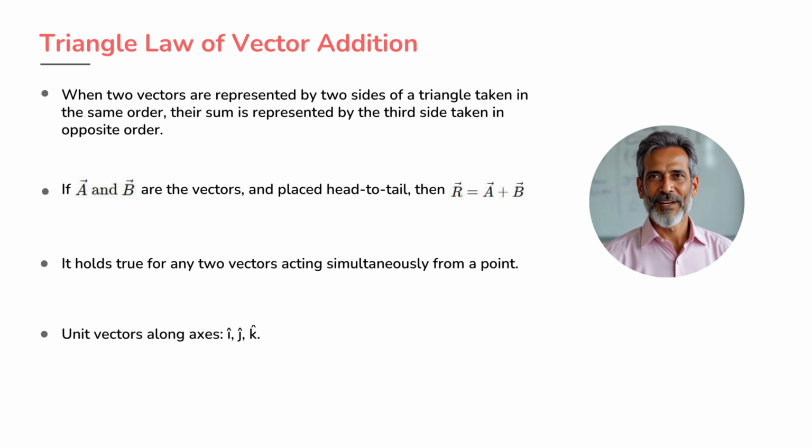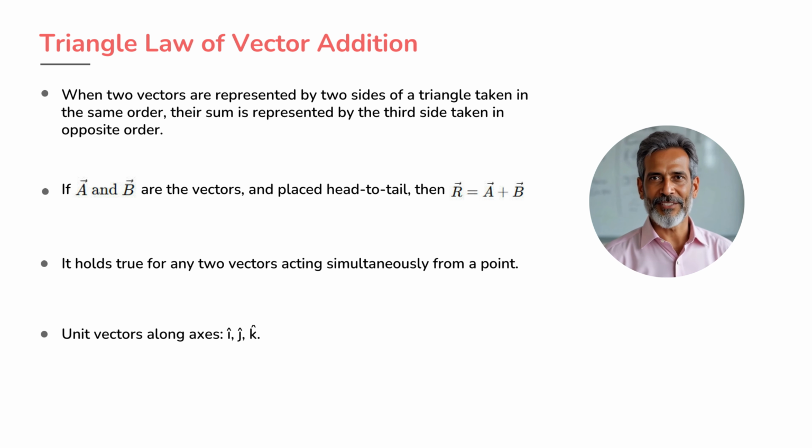Let's dive deeper into one of the most important methods to add vectors, the triangle law. Imagine you have two vectors, vector A and vector B. Place vector B's tail exactly at vector A's head. That means you put them head to tail. When arranged this way, their sum or resultant vector is represented by the third side of the triangle, but taken in the opposite order, from the tail of vector A all the way to the head of vector B.